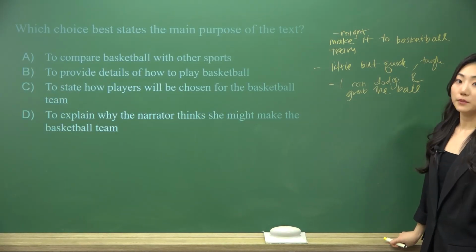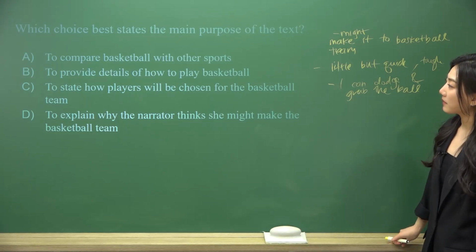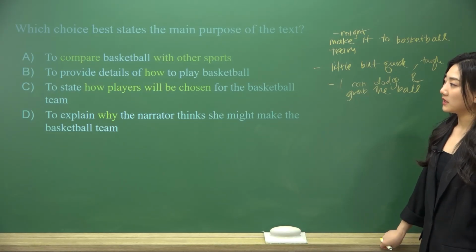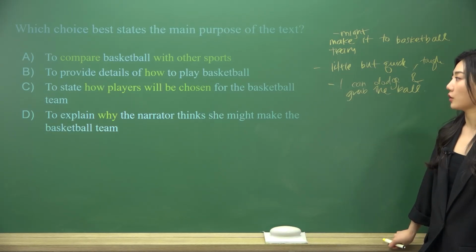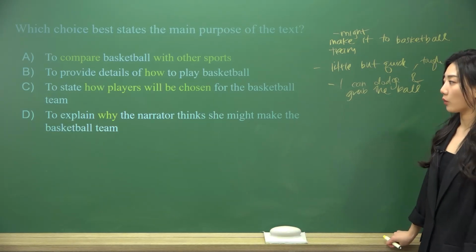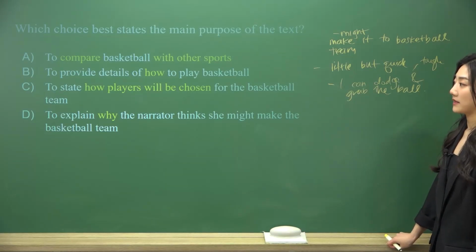We're looking for the main purpose of the text. So A, to compare basketball with other sports. B, to provide details of how to play basketball. C, to state how players will be chosen for the basketball team. And D, to explain why the narrator thinks she might make the basketball team.